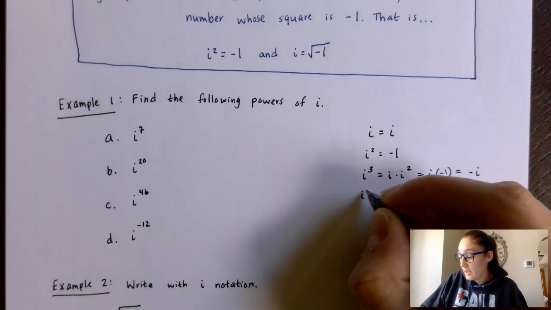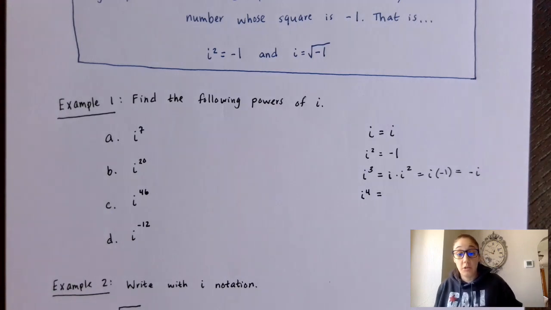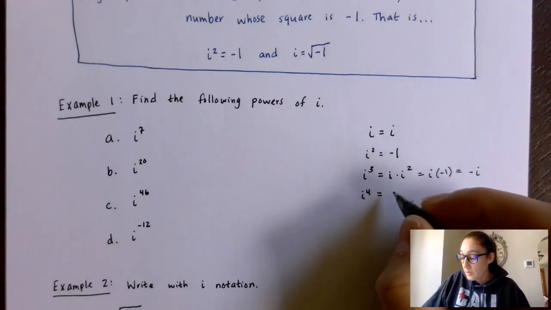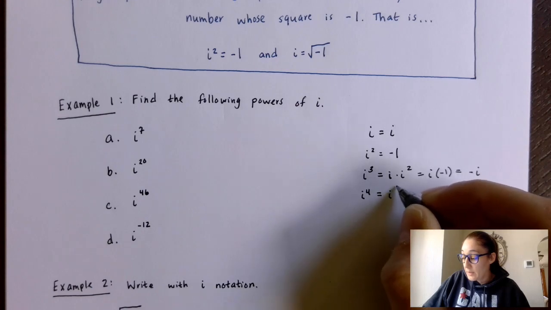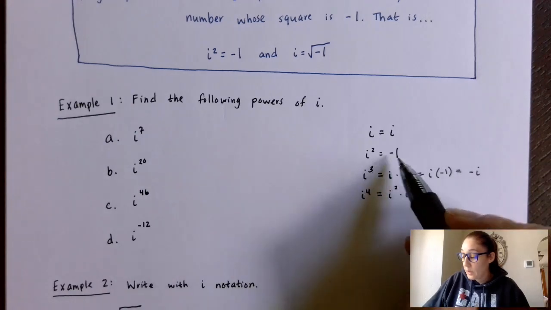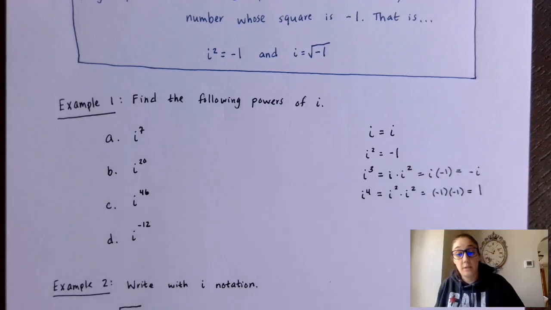Let's take a look at i to the 4th. There are a couple of different ways you could break that down. You could say i to the 4th is i times i cubed, or you could say that i to the 4th is i squared times i squared, and that's what we're going to do, because the i cubed one doesn't actually work out truthfully. Well, i squared is negative 1, and if we multiply that twice, we get a positive 1.